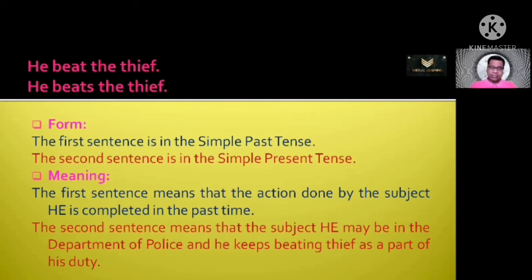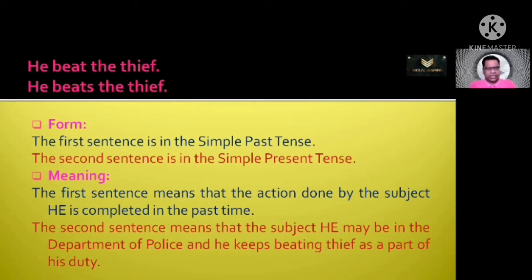But now you see the meaning of the second sentence. When you say he beats the thief, it means that the subject he may be in the department of police and he keeps beating thief as a part of his duty. So it's a kind of regular action for him. It's a kind of dutiful habit for him. Then only you can say like this, he beats the thief.